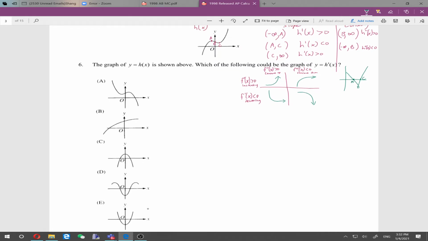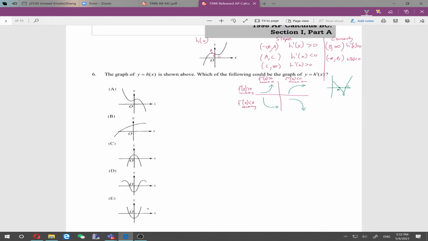Okay, which of these graphs do you think match for H prime? E. Okay, graph E matches. Taking another look at graph E, we had a positive y value for H prime, which means our H prime was positive from negative infinity to A, which looks good.